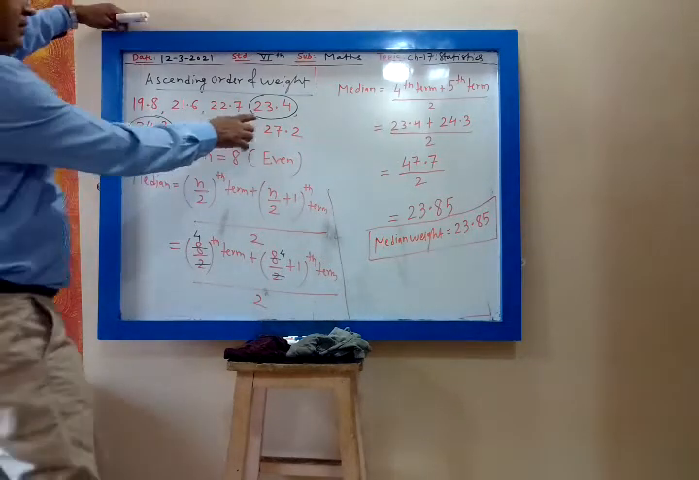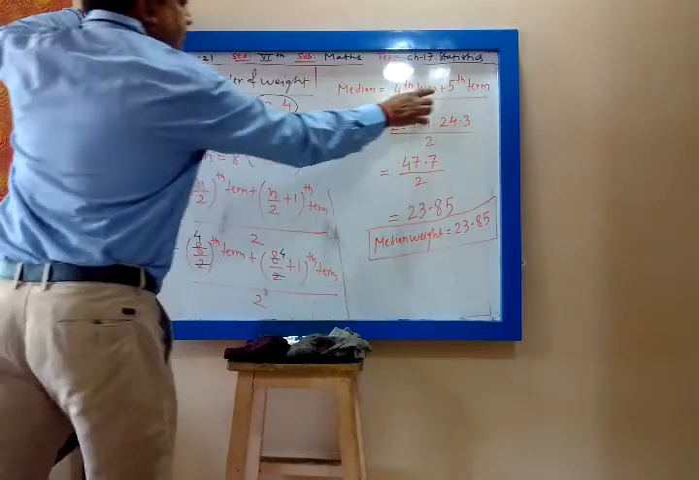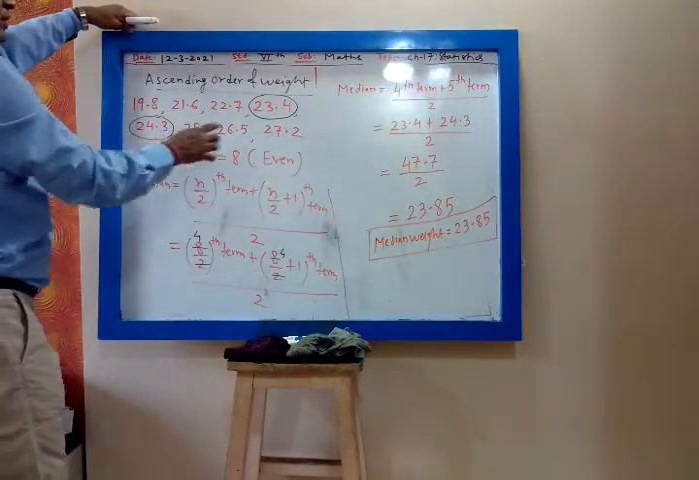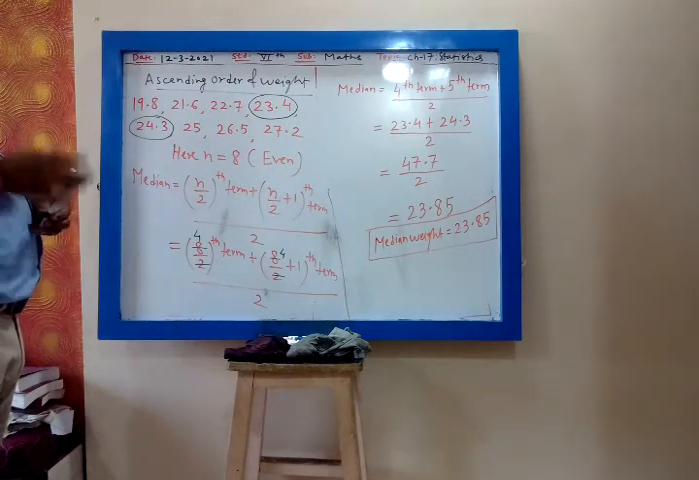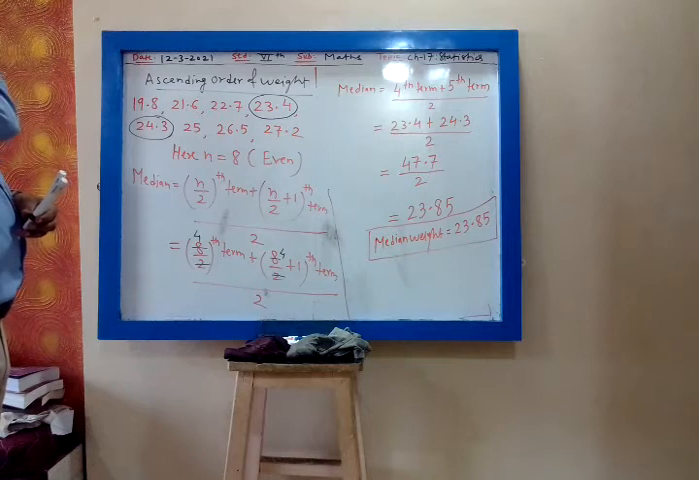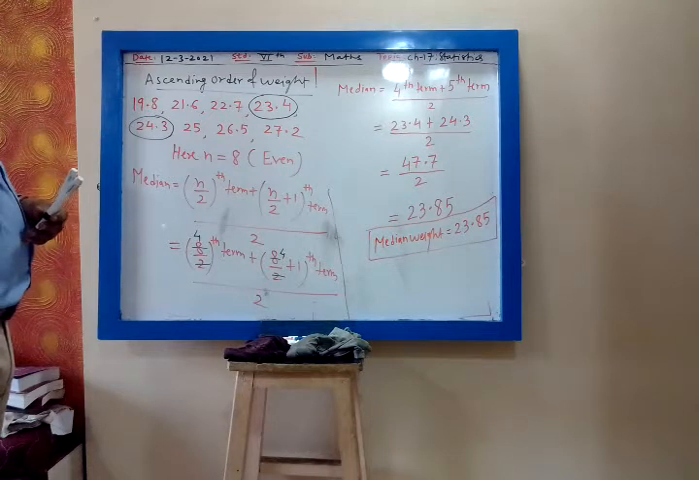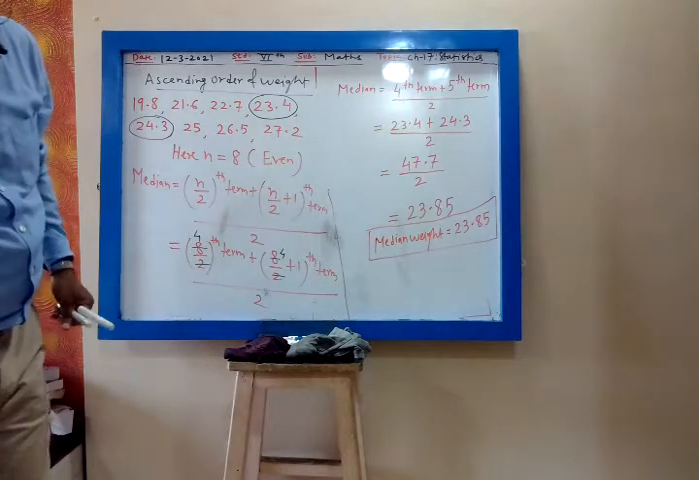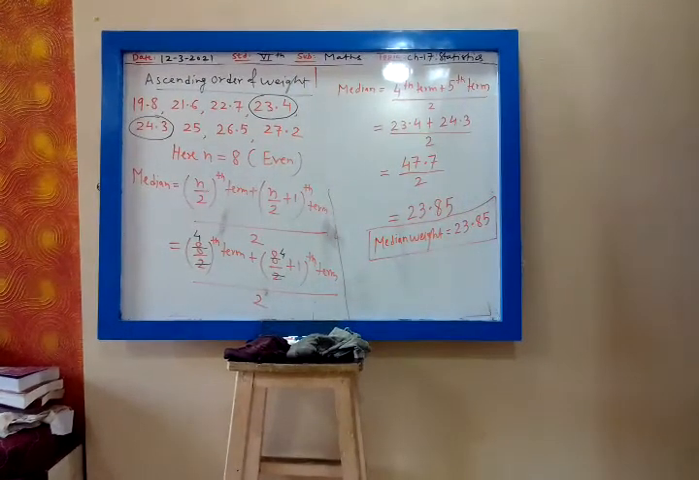Because my dear, fourth term is 23.4, fifth term is 24.3, divide by 2, 47.7 divide by 2, 2 2s are 4, 2 3s are 6, 2 8s are 16, 2 5s are 10. My dear, whenever n is even, the formula is different.